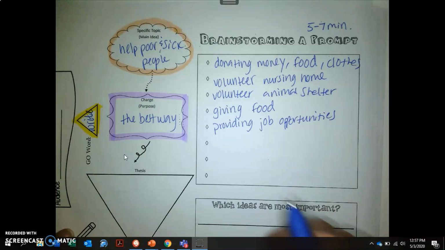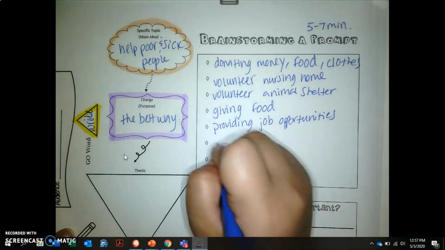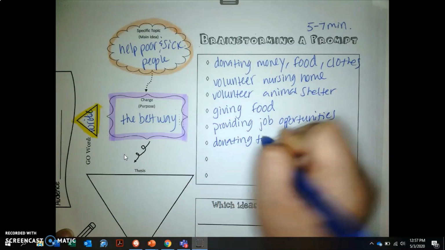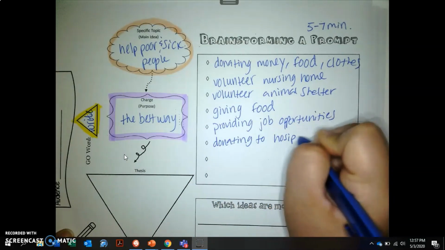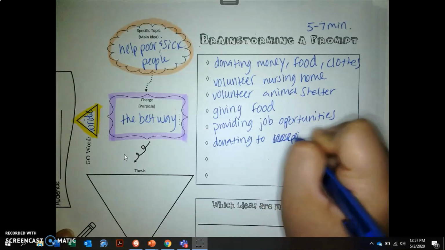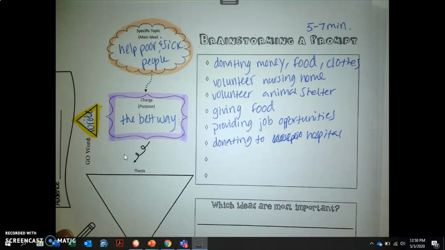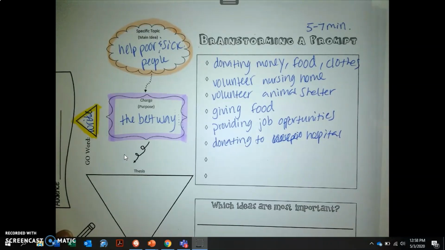right? Something else we can do is donating to a hospital. Oops, spelled hospital wrong. So have you guys ever heard of the St. Jude Children's Hospital?